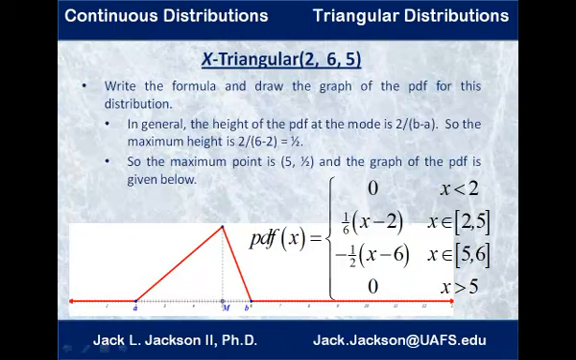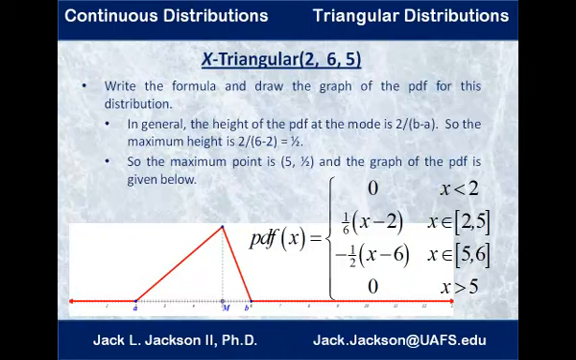Okay, so let's take a look at what we've got. In general, the height of the PDF at the mode is 2 over b minus a, so the maximum height is 2 over 6 minus 2, so that's 2 over 4, 1/2. So the maximum point is (5, 1/2). That's going to be the coordinates of that top point.